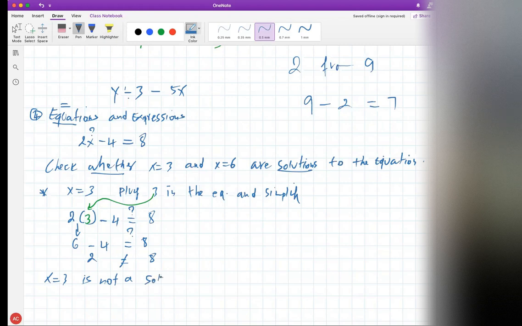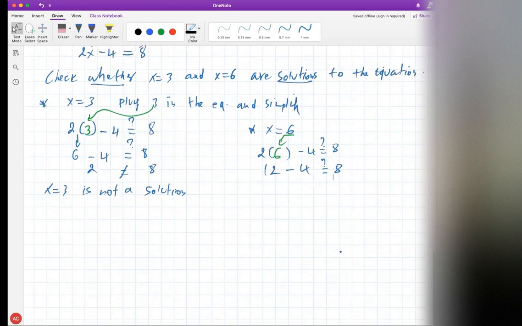We're not required to find the solution. We just want to check whatever values are given. Let's try this one also. It could be a solution. It might not be. Let's find out. The only way to find out is, of course, by plugging it in. X is 6. Same way, this is going to go into the equation. 2 multiplied by 6, minus 4, and we're going to say is it equal to 8? So again, substitute 6 and follow the order of operations and see what you get. 12 minus 4.